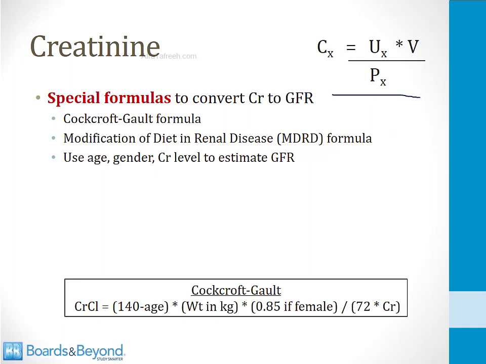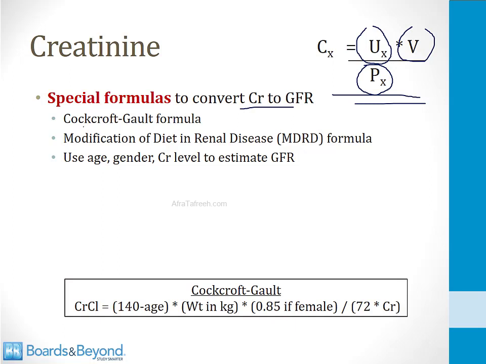If you wanted to do this, every time you wanted to know a patient's GFR, you would have to measure the plasma concentration of creatinine, get a urine sample and measure the urine concentration of creatinine, and also ask the patient to hold on to their urine for 24 hours so that you could determine the volume flow of urine. This is very cumbersome and it's almost never done in clinical practice. Instead, what we use is special formulas that convert creatinine to GFR based on variables that are specific to the patient.